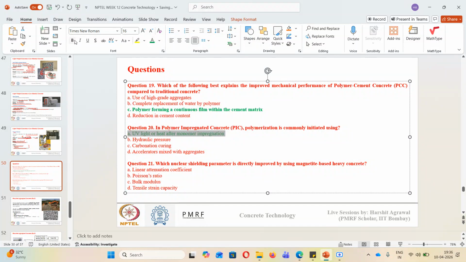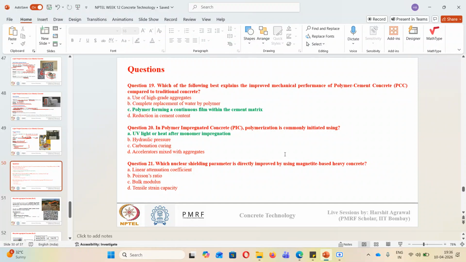So what happens in a polymer impregnated concrete: we have a dry concrete, and in the cracks present in that concrete, we impregnate a liquid monomer, a liquid solution. Now, to polymerize that monomer, we use UV light or heat. What the UV light or heat does is cause the monomer to harden into a polymer. Monomers are single units of a polymer; when they harden and link with each other, they fill the concrete pores and increase the strength and the durability of concrete.